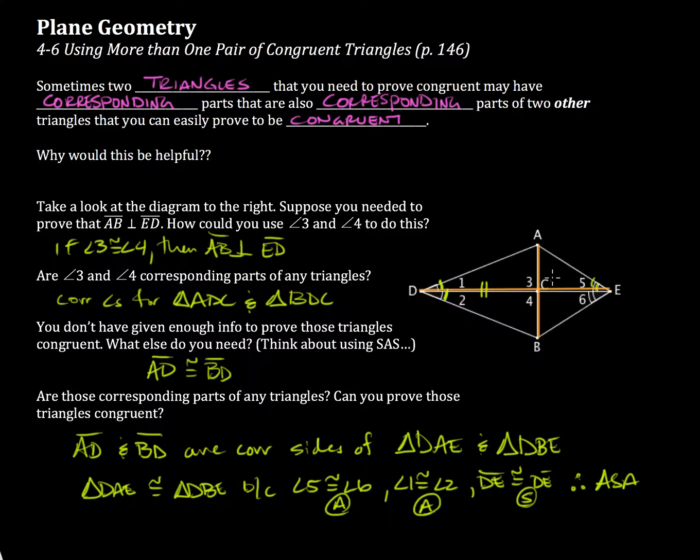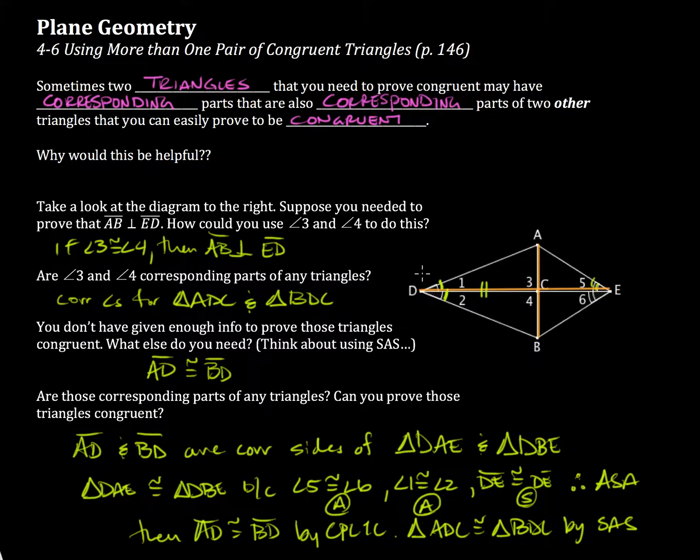So if those two triangles are congruent, DAE and DBE, then AD is congruent to BD by CPCTC, which would mean that triangle ADC is congruent to triangle BDC by side angle side, right? Because now we could mark that, I'll use blue, we could mark that this is congruent to this, and now I have a pair of sides, included angles, and then this other side for these two triangles. And if ADC is congruent to BDC, then angle 3 is congruent to angle 4, which would make them both right angles.